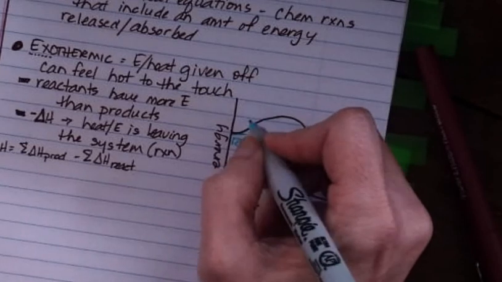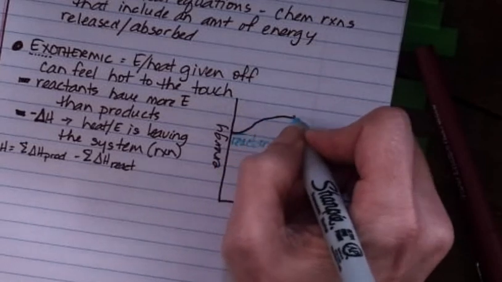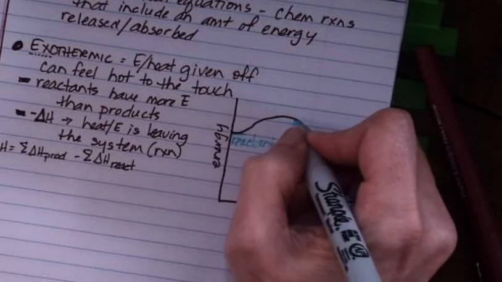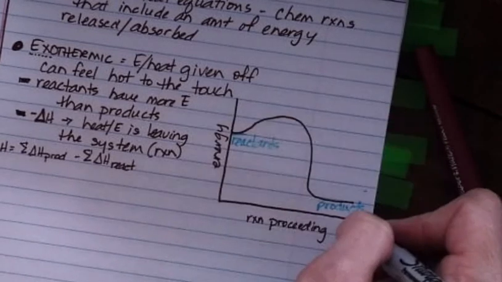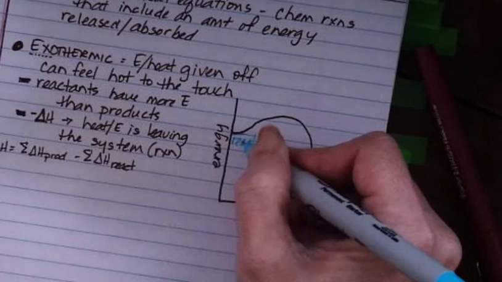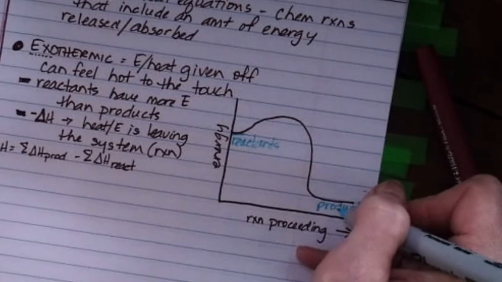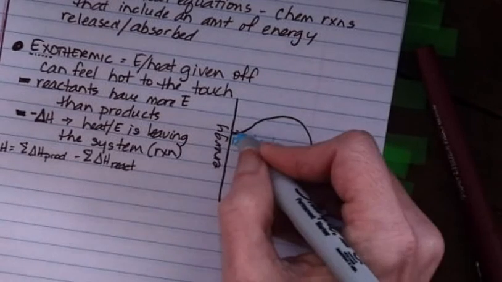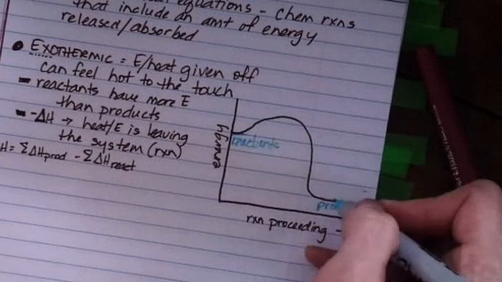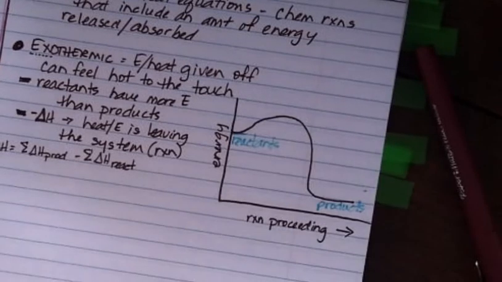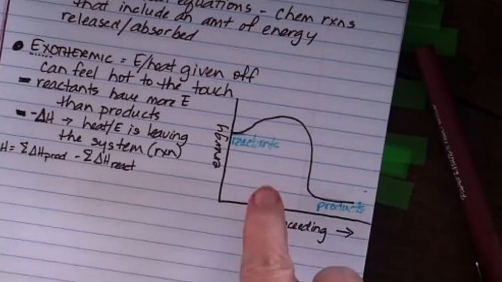I need to give it a little bit of energy to get it going, and then once it gets that certain amount of energy to get going, now it's going to go on its own. So here are the reactants, here are the products. Notice that the energy is high for the reactants, and for the products it's a lot lower here. So our energy is changing. Where did that energy go? Well, it left.